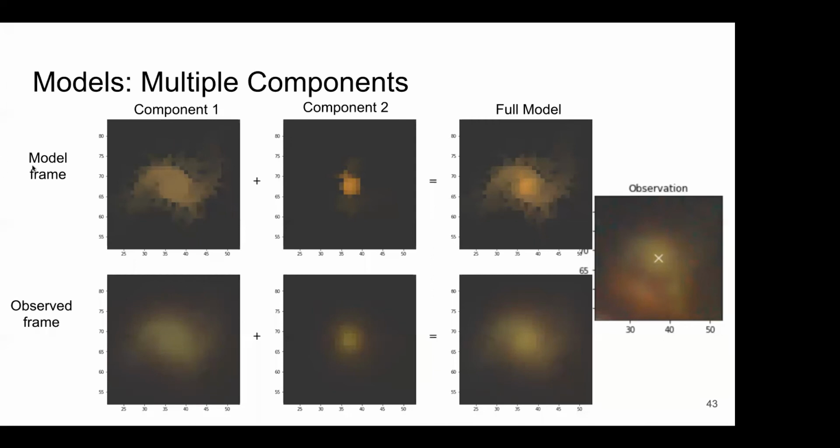So for example, in the top row here, you see the model frame. In the bottom, you see the observed frame, where now we can have the first component, which looks like it's roughly the disk of this spiral type galaxy. And then we add in a second component for the bulge, and then that gives us a full model for the source, which then we can look at the data and again see that we did a pretty good job isolating this object.